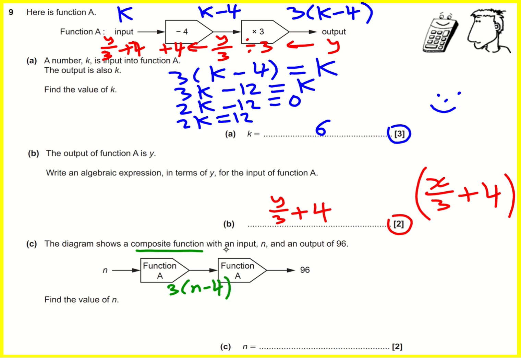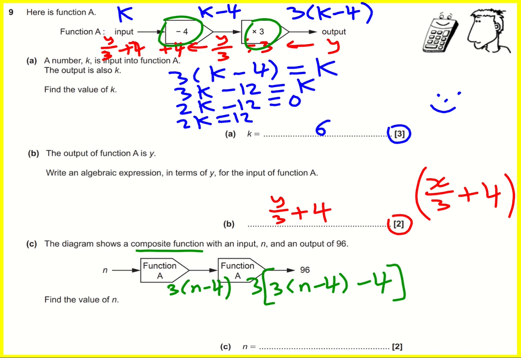And then I need to do the same thing again, but this time instead of n being the input, I'm going to have 3 times n minus 4 as the input. Notice I'm not saying the brackets here, but the brackets are there as well. I think I'm going to take this one a bit more slowly. So if I put it into function a again, I'm first of all going to minus 4. So I'm going to get 3 n minus 4 minus 4. And then I'm going to times it all by 3. So I need to put a 3 on the outside and put another bracket here. And that's it. That will be my output.